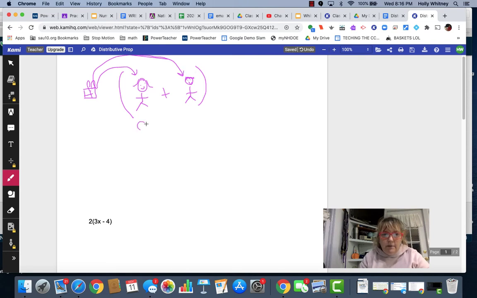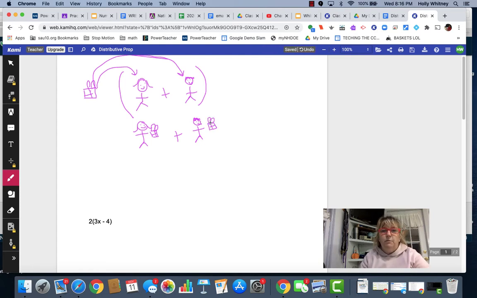So in the end, we have Sally here, and she has a present because you distributed it to both of them. That's a bow, by the way. And then you have Billy. And don't laugh at my artist abilities. I have none. This is why I'm a math teacher and not an artist. And Billy is really happy because you didn't forget him and you gave him a present too.